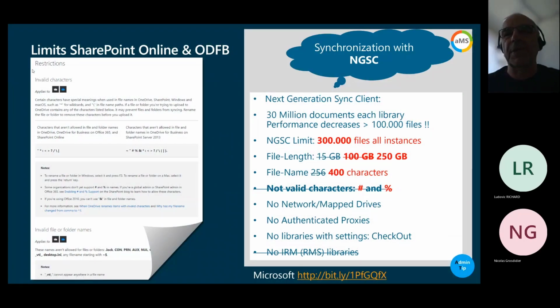And there is the big thing you have to look at in your company. So you know we have up to 30 million documents in each library in SharePoint. But after 100,000 files, the performance decreases. And the next generation sync client on your machine has a limit of about 300,000 files. A library is a SharePoint library.